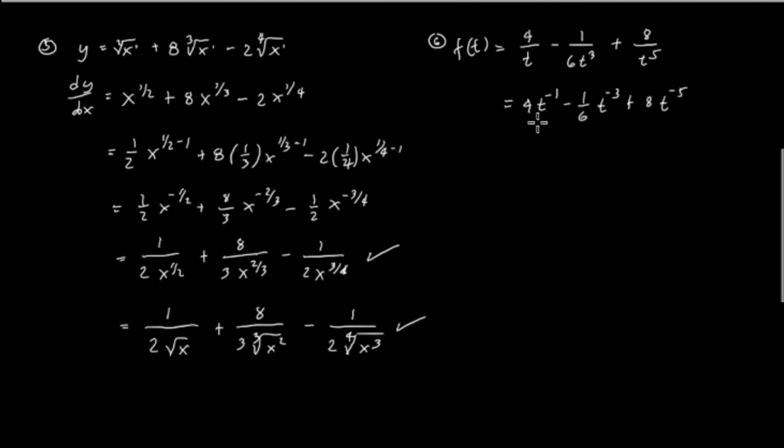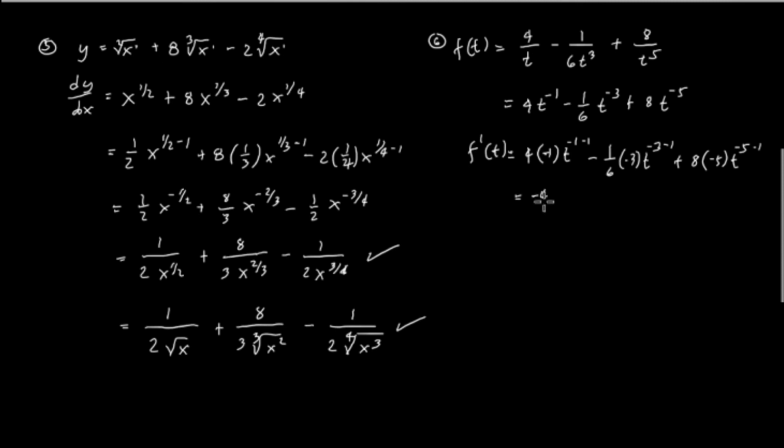Using the constant multiple rule and power rule, derive function of t, or f prime of t, is equal to the constant 4 multiplied by the power rule, which is negative 1, and t^(-1-1), minus 1/6 of negative 3 and t^(-3-1), plus 8 multiplied by n, which is negative 5, of t^(-5-1). We simplify.